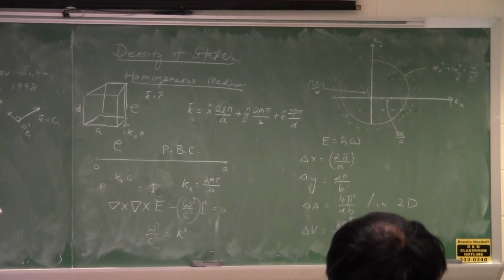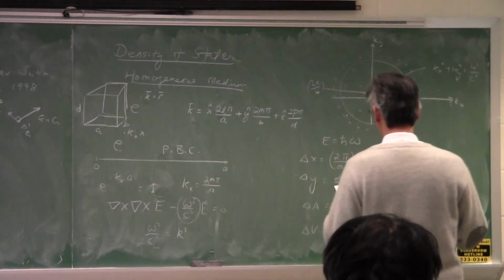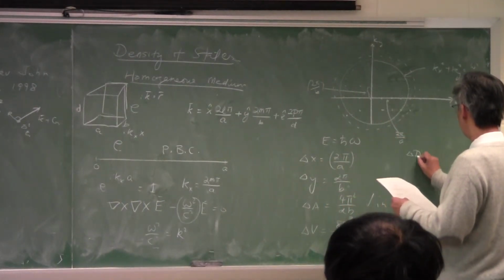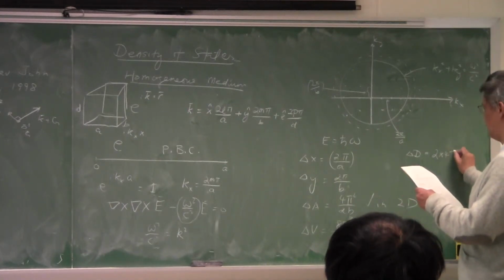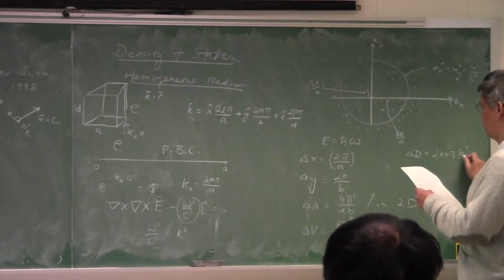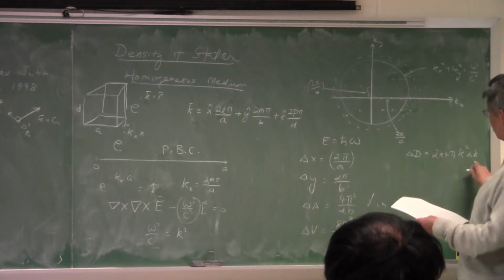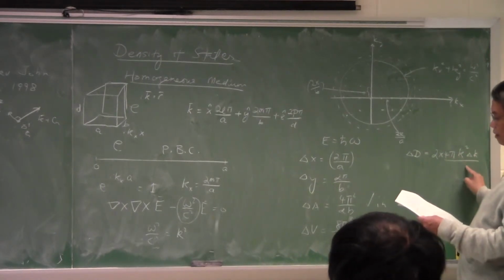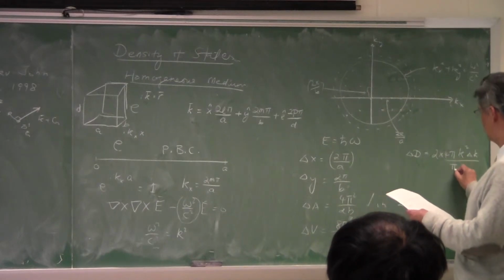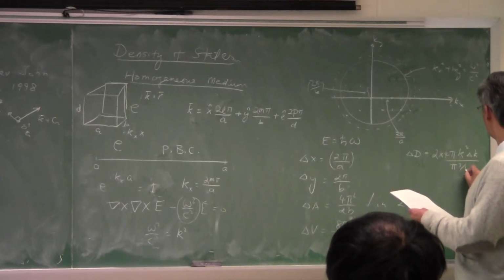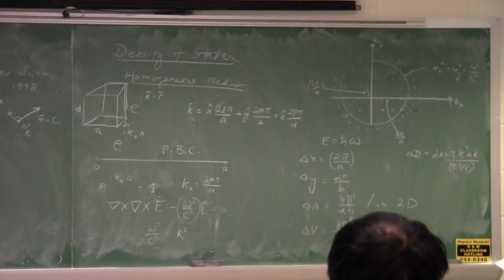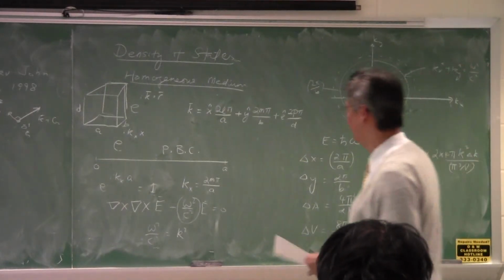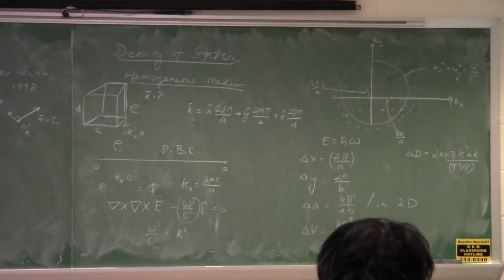And I just write down the solution for 3D. Okay, the solution for 3D is that the number of states that you have is 2 times 4 pi k squared delta k. This is the equation of a spherical shell, divided by pi cubed over V. Okay, so that is the number of states in the shell. Okay, and physicists have a really clever way of writing down the equation for the density of states.